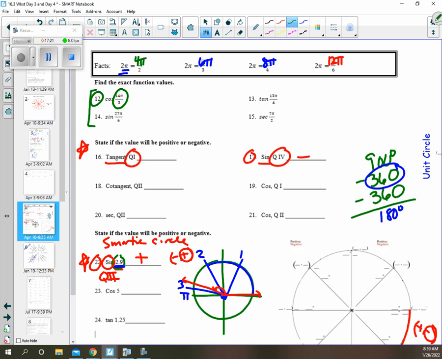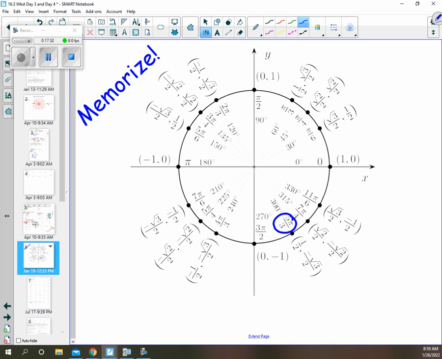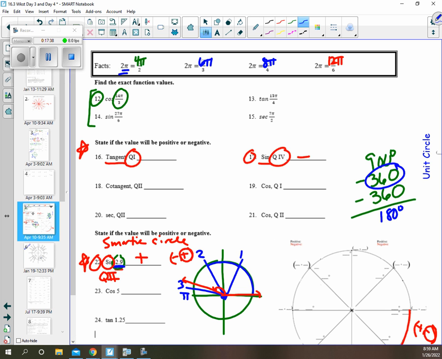All right, so 14 pi over 3. So how did I know that was more than one rotation? If you look at the biggest number you see on here in terms of pi over 3s, the biggest one I'm seeing is 5 pi over 3. So I know I went around the circle more than once because it's bigger than 5 pi over 3. So I want to find out where 14 pi over 3 ends up. What is that coterminal with? Where does it end in the same spot?